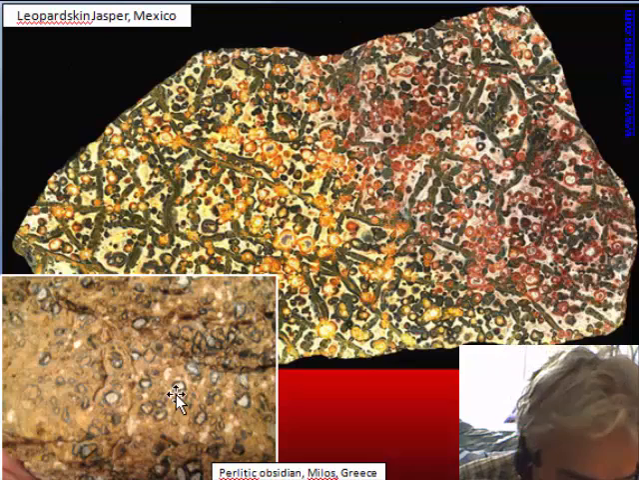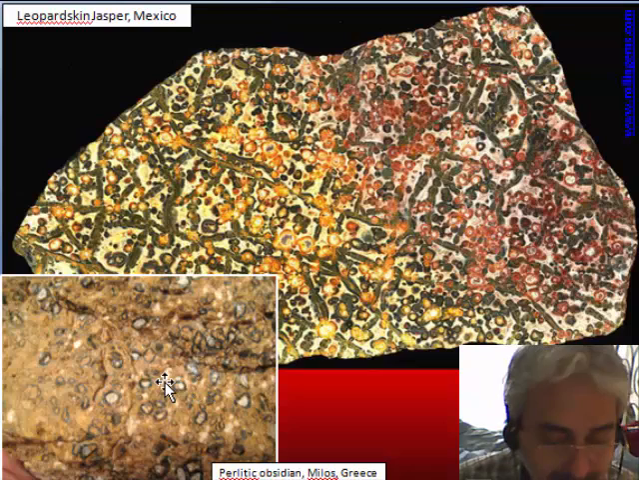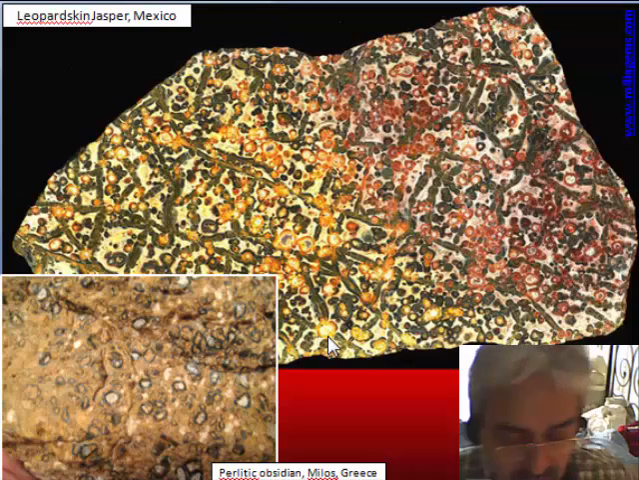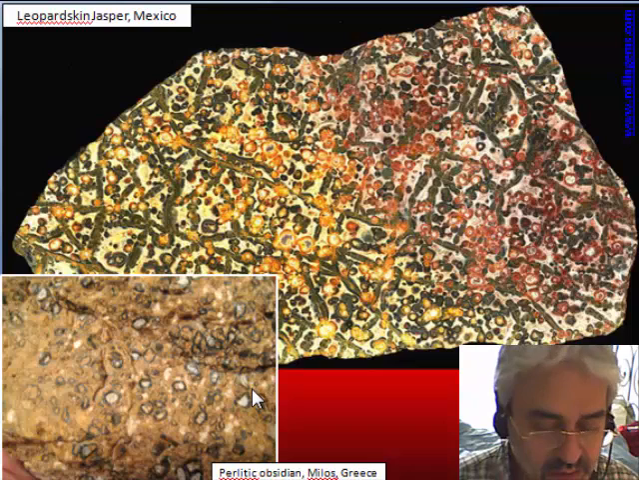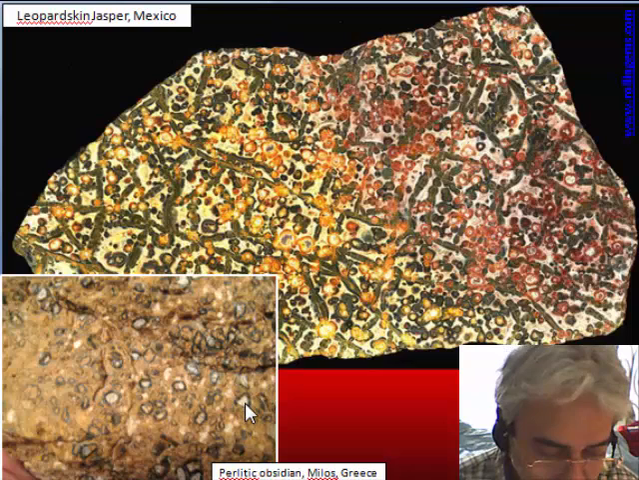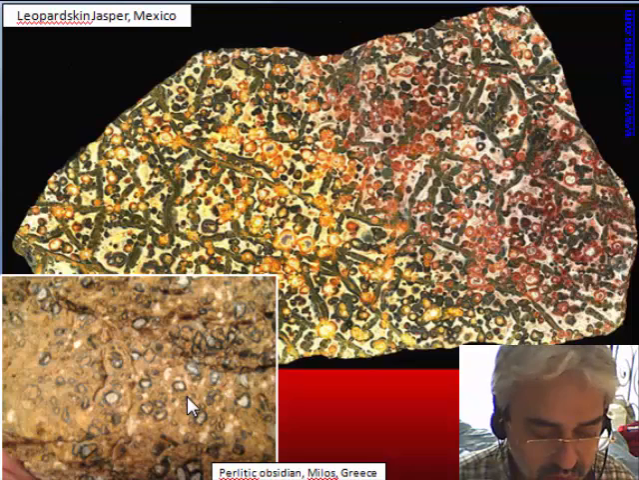The spherulitic structure in this case is a perlitic structure, that is a kind of quenching of the obsidian that stays in contact with water. So the rapid cooling of the obsidian causes a small ring fracture and the absorption of water, and this structure and the color, that is a kind of palagonitization, is very typical for perlite, and all the structure is reproduced in this jasper.